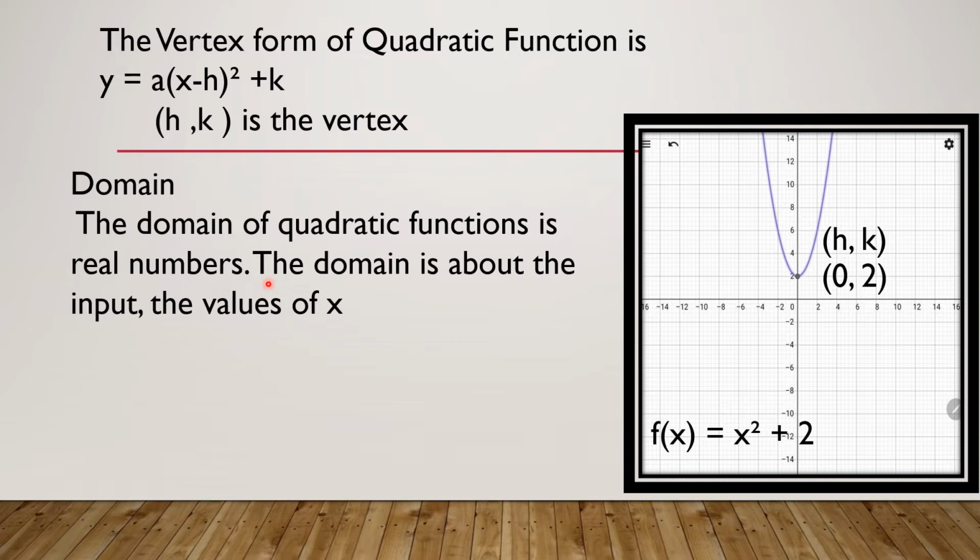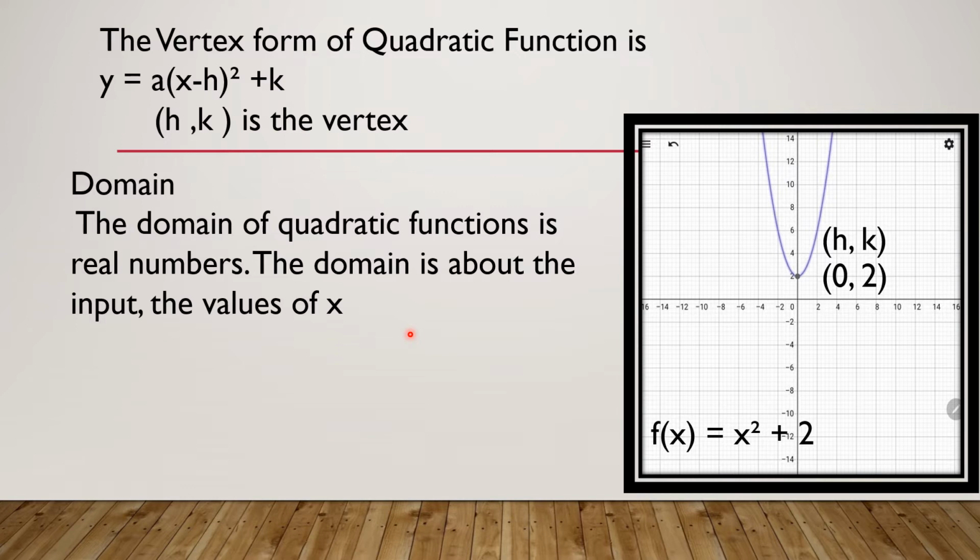Now, when we say domain, it's all about the values of x. Remember, when we construct table of values, we just simply assign any values of x, which means we can choose any from 0 to positive infinity or from 0 to negative infinity. That's why it's all real numbers.